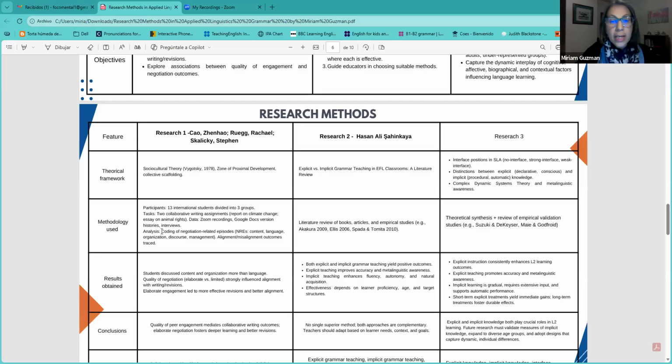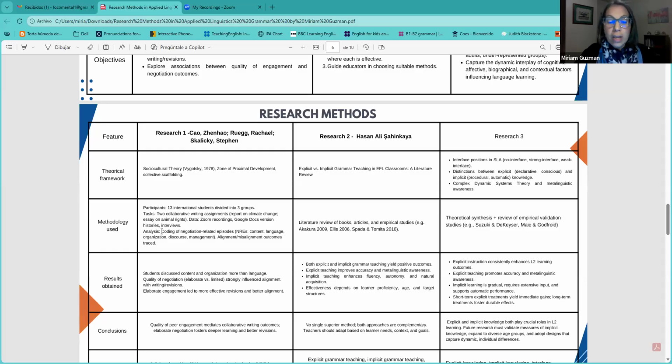Secondly, Sakin Kaya, 2023, conducted a literature review comparing explicit and implicit grammar teaching. In contrast to the empirical study, this review synthesized prior findings and concluded that both approaches are effective, but in different ways. Explicit teaching improves accuracy and metalinguistic awareness, while implicit teaching enhances fluency and autonomy.